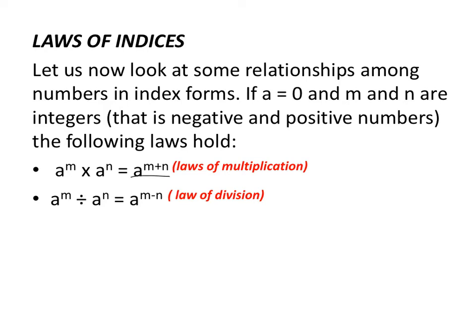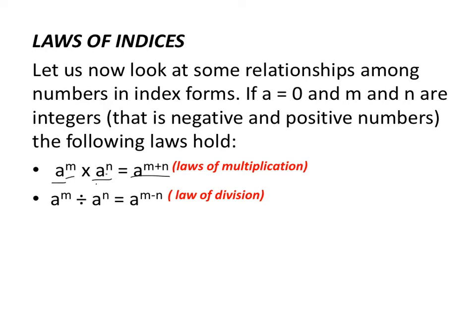So when you are given two index forms with the same base, you just have to add up the power retaining the base. So here we have a raised to the power m times a raised to the power n. To solve this, we'll take one of the bases since they're in the same base. So you just take a raised to the power m plus n, and that's law of multiplication.